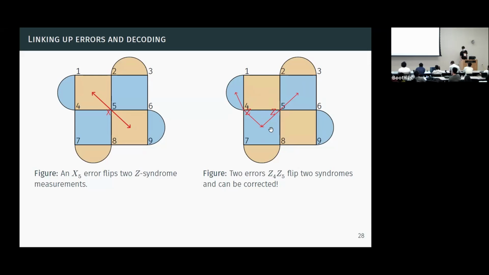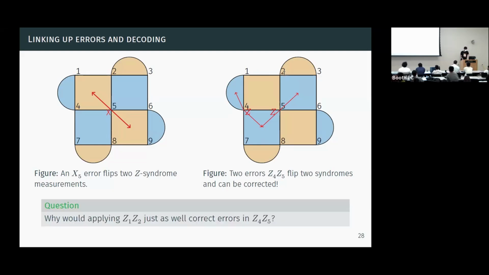Now your decoder might guess, oh, okay, probably Z4, Z5 got a phase flip. However, it could also guess that Z1, Z2 got phase flipped, right? But actually, either of these guesses is correct. So maybe a question for you is, why would applying Z1, Z2 correct errors just as well as applying Z4, Z5?